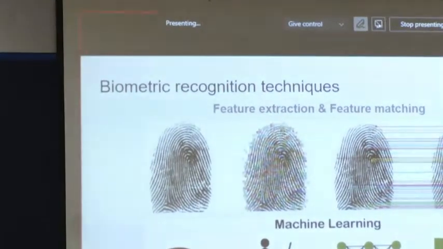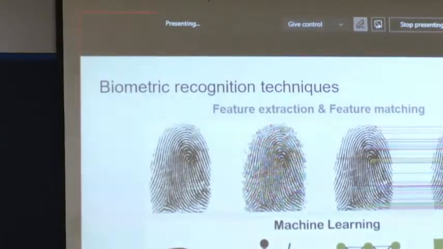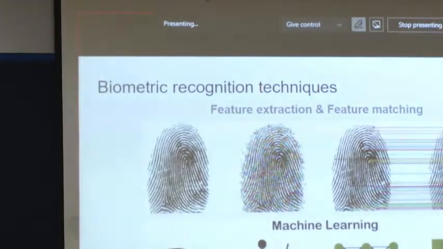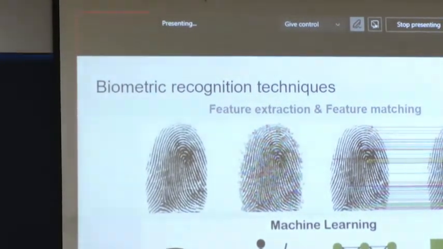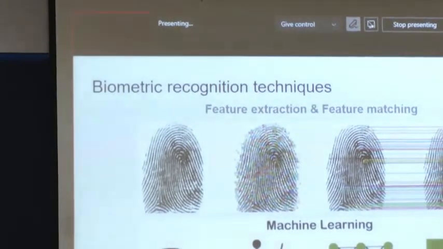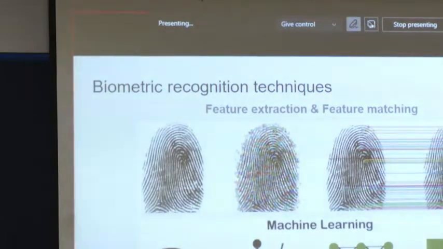So how are we doing this? How are we identifying your fingerprint? How are we detecting the fingerprints? What is the basic underlying technology behind this? We have two basic approaches to identify whether it's a face or a fingerprint, right?